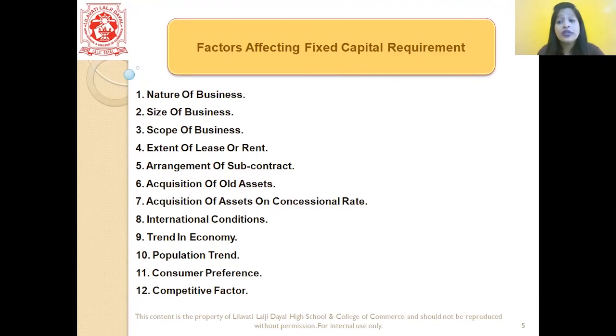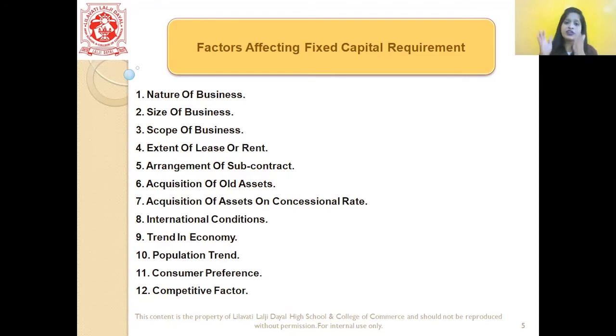Last one is competitive factor. The prime factor in decision making, whenever you have to make a decision regarding a fixed capital requirement, is competition. Competition is one of the main factors. So if there is too much competition in the market, you will acquire more fixed capital to do some work in an innovative manner, to overcome that competition. So here again, if there is competition, you will require more amount of fixed capital.